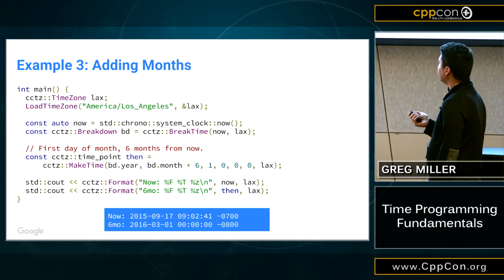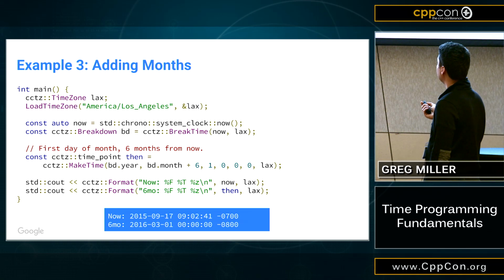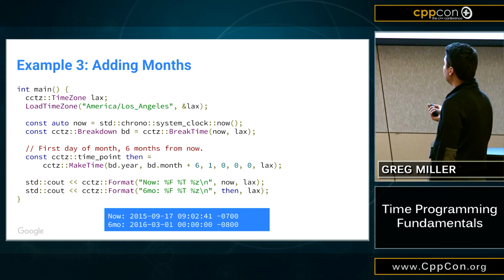And then down here, I'm going to call make time again. So I want to go from some civil time to an absolute time. And I'm going to say, from this breakdown, give me breakdown year, the current month plus 6, and I want the first of the month. I want 6 months from now, the first day of the month, I'm just picking. And 0 hours, 0 minutes, 0 seconds in LA. Then I'll go ahead and format this. So I'm initializing the absolute time then, and I'm going to go ahead and format both of these.